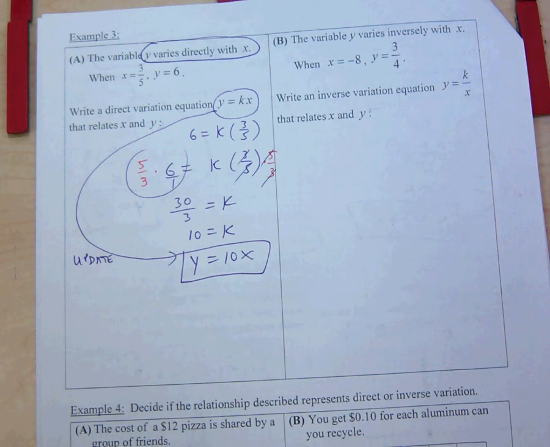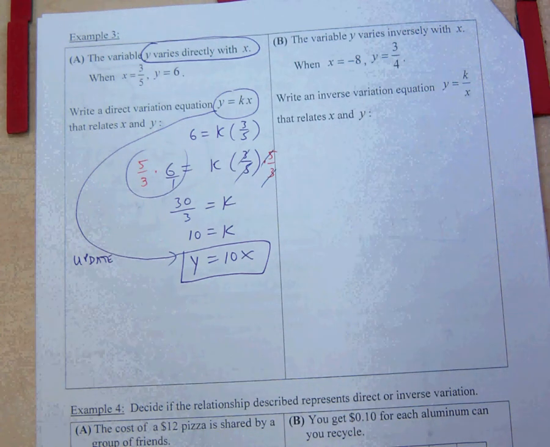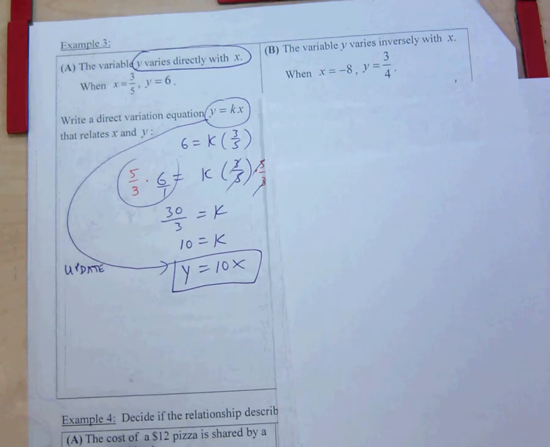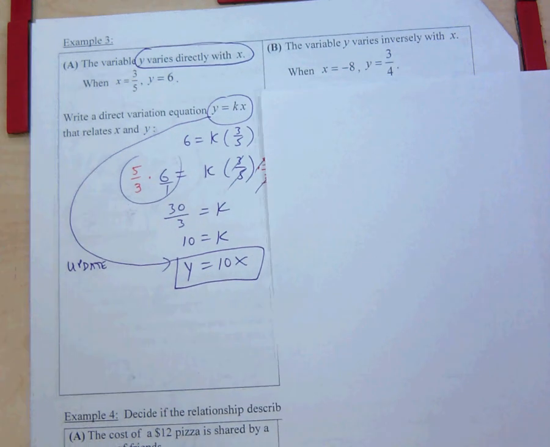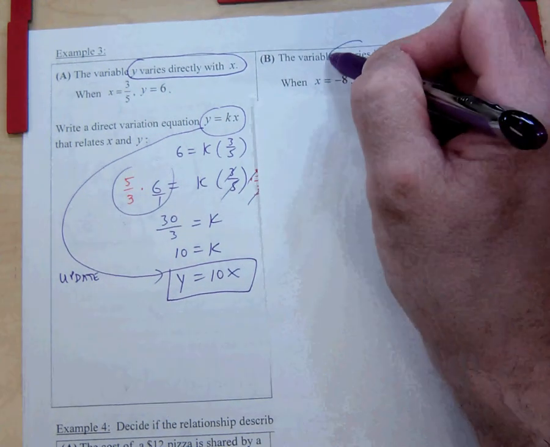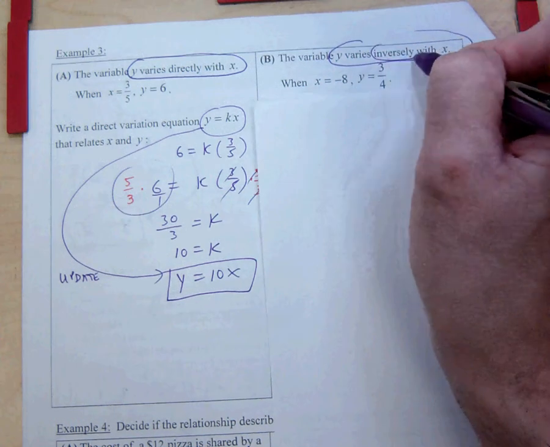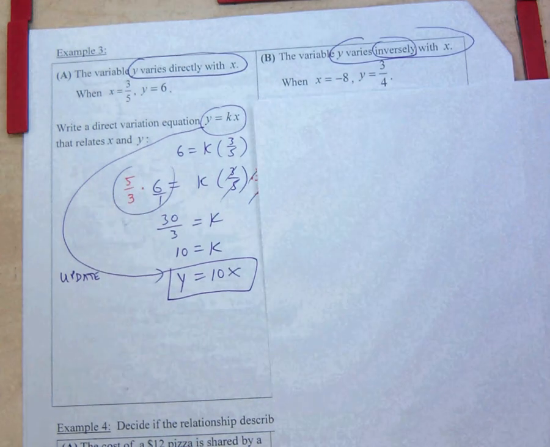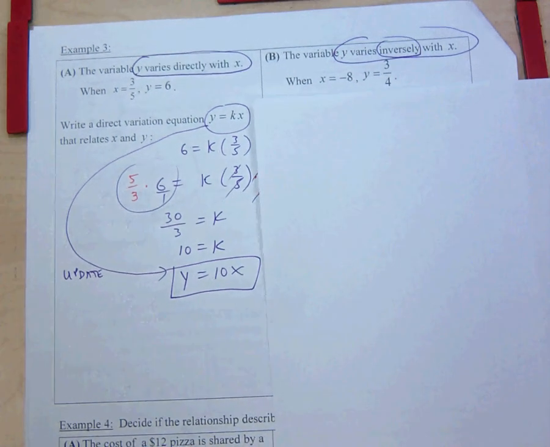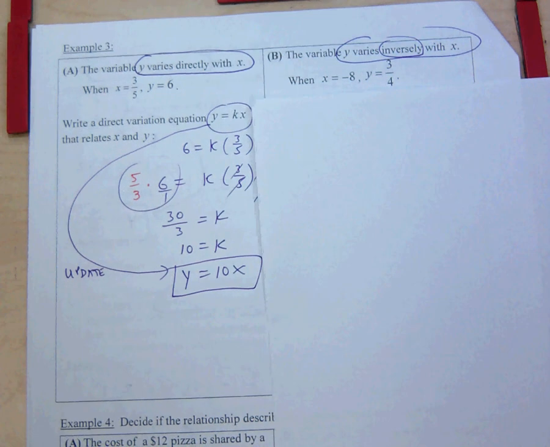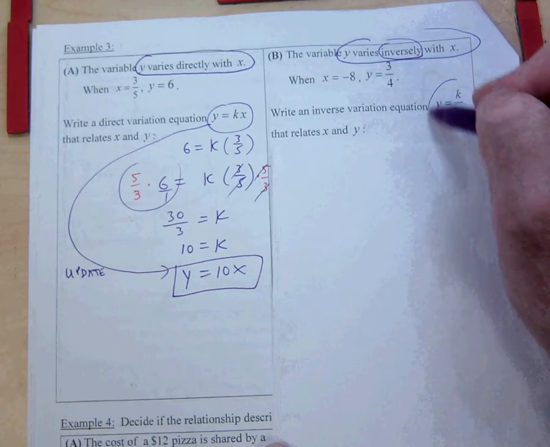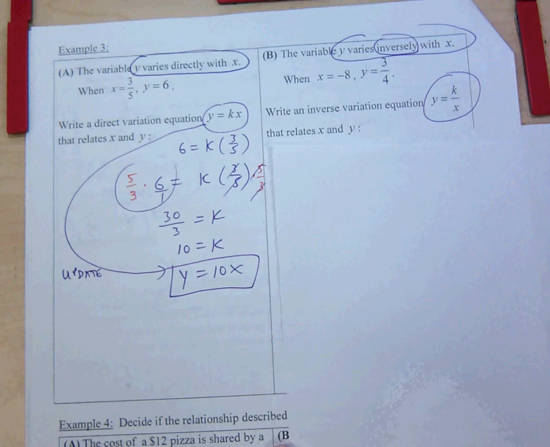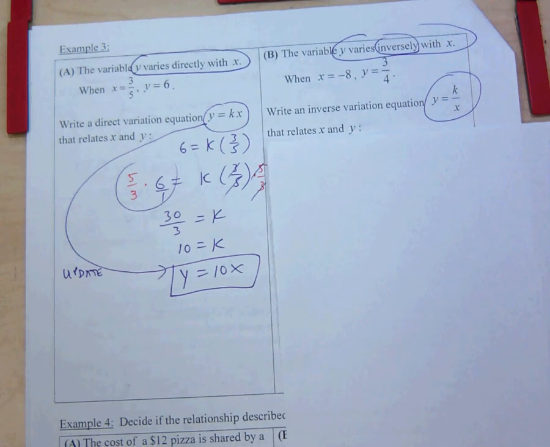All right, so again, on tonight's homework, and as well on Friday's test, you're going to have something that looks like that. And I'm going to ask you to write the equation. So this time, y varies inversely with x. So as soon as you read that, what are you going to write, guys, when y varies inversely with x? You're going to write y equals k over x. Is that clear? And then obviously you're going to find k, right?